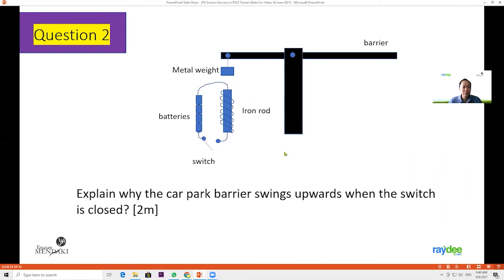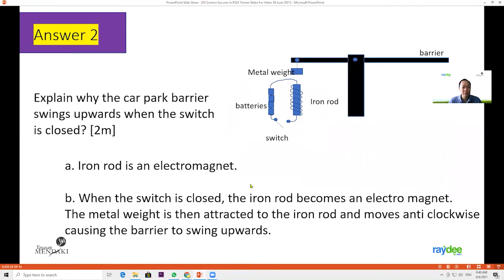So question number 2, why does the car park barrier swing upwards? So this barrier swings upwards when the switch is closed. So the switch is over here. Okay, when you close this switch, now most of the students will be like, oh, electromagnet, right? They know it's an electromagnet. Okay, but for a 2 marks answer, we cannot just be so simple. It cannot be so simple. Okay, let's take a look at the answer.